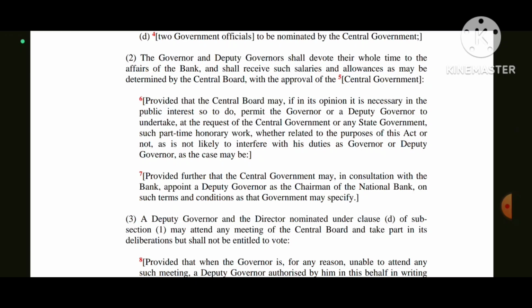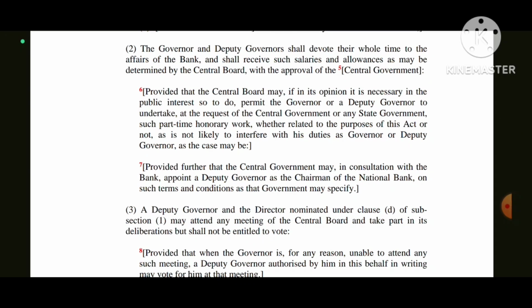The governor and deputy governor shall devote their whole time to the affairs of the bank and shall receive such salaries and allowances as may be determined by the central board with the approval of the central government, provided that the central board may, if in its opinion it is necessary in the public interest so to do, permit the governor or a deputy governor to undertake at the request of the central government or any state government such part-time honorary work, whether related to the purposes of this act or not, as it is likely to interfere with his duties as governor or deputy governor, as the case may be.